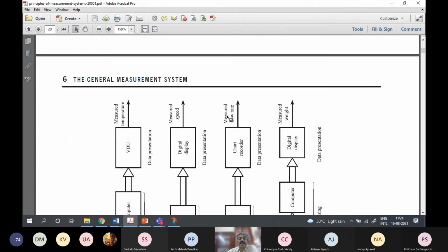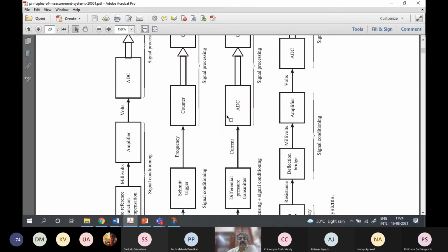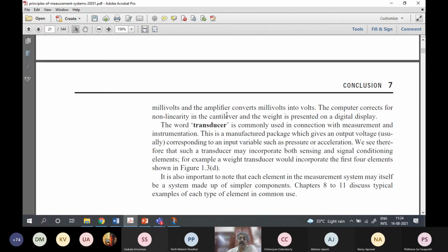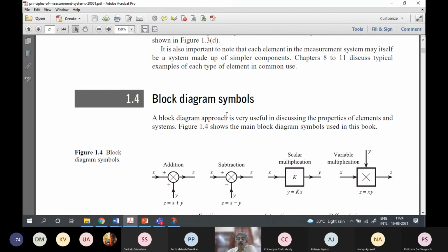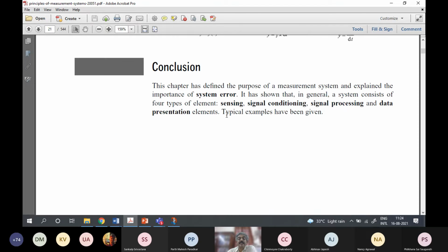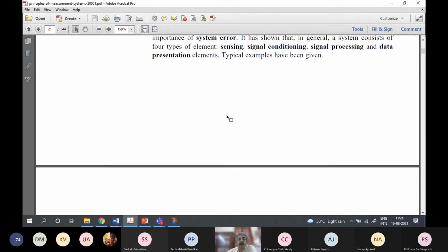This you can understand, and there are various examples given. You can see some of these examples. We'll see examples in our assignments also. But now, the first chapter is being concluded. So the message in the first chapter is nothing but how instrument systems are basically structured. They are structured into these 4 blocks, which you can see. This is the simple summary.